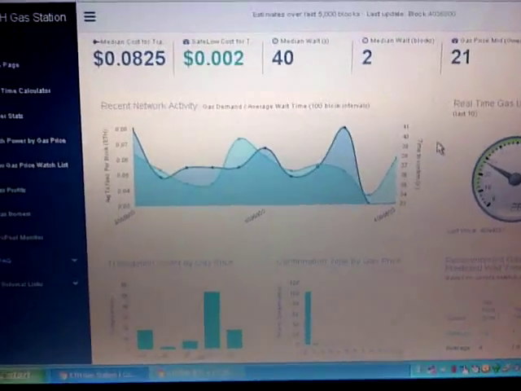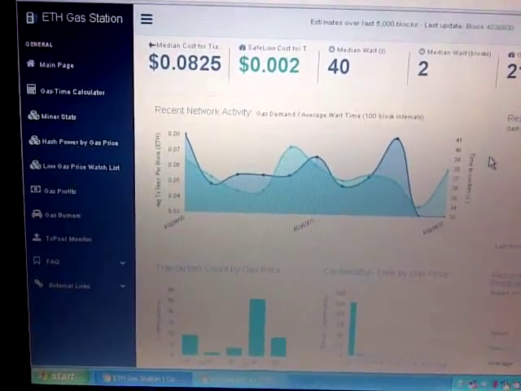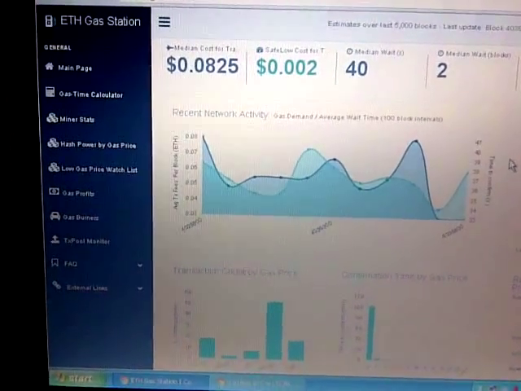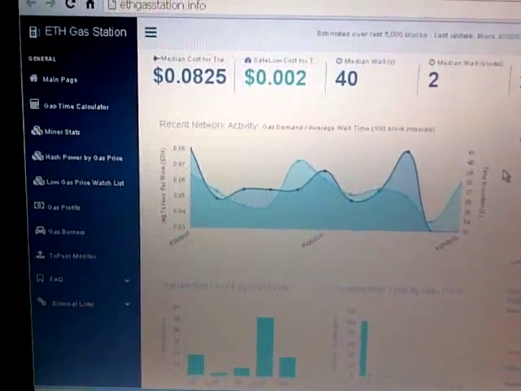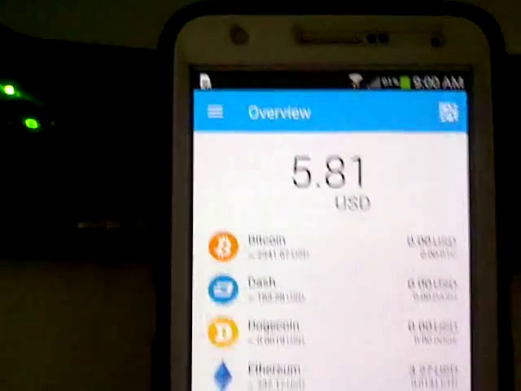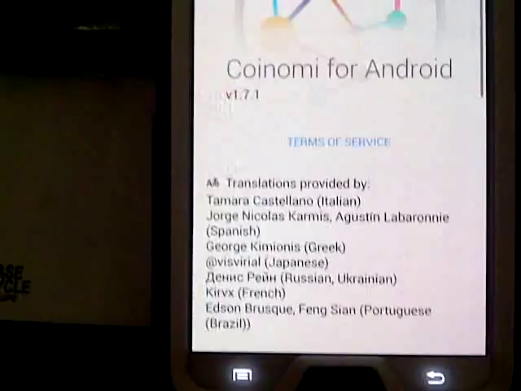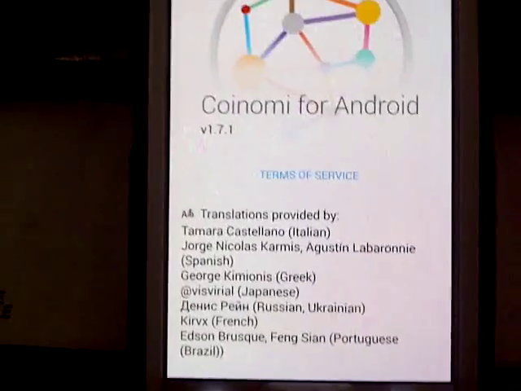Hello everyone, welcome back. In this episode, it's going to be a Bitcoin product review of Coinomi. It's going to be on Ethereum and how to calculate gas. So let's take a look at my Coinomi wallet. Let me show you this. Here's my Coinomi wallet for Android.